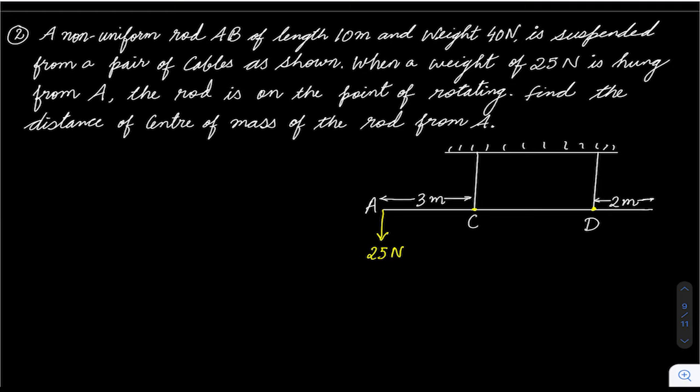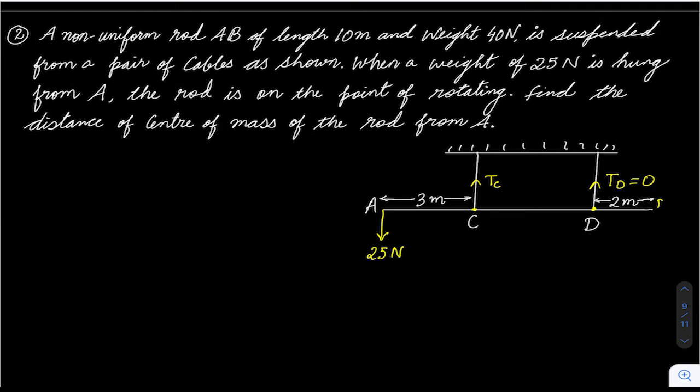Now the mass is hung from A, so obviously it will try to go upwards like this. So it means the reaction, or you can say the tension at D will be 0. So there will be some tension at point C, but the tension at point D will be 0 when it is on the point of rotating. So find the distance of the center of mass of the rod from A.